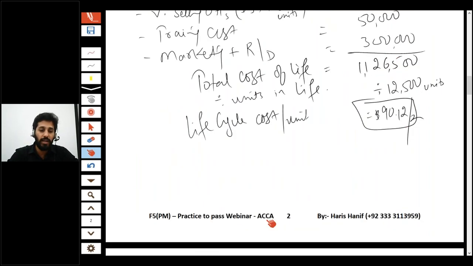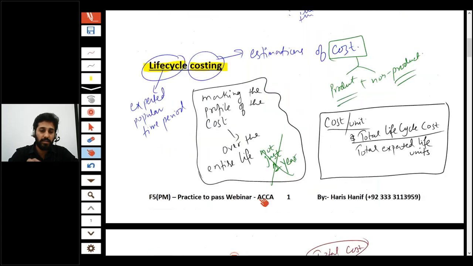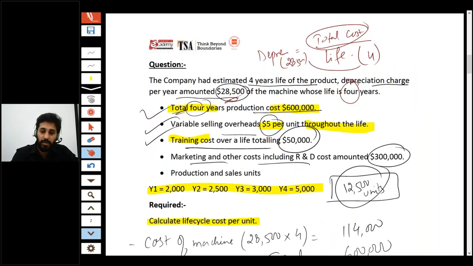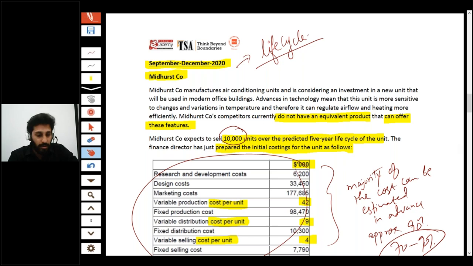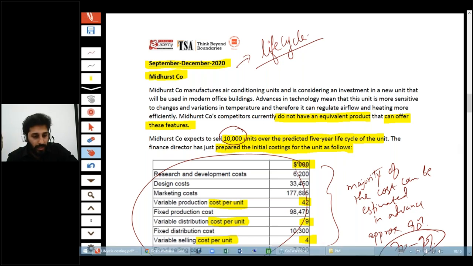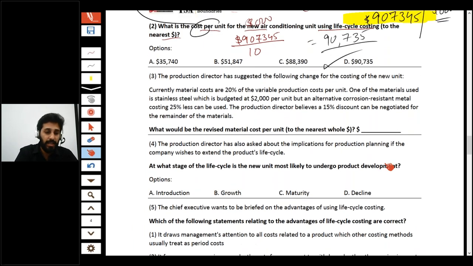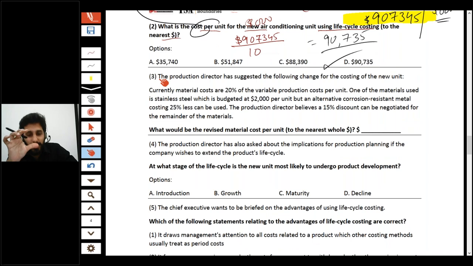If you are in the introduction phase and you have to move forward, obviously you need to produce more and more units. So you need the capital investment. Is it now clear? Aurangzeb, is it now clear? Okay, now let's proceed. This is question number 3. I have extracted this question just because of question number 3. It's really a very good requirement, simple and good requirement. Please read this thing.